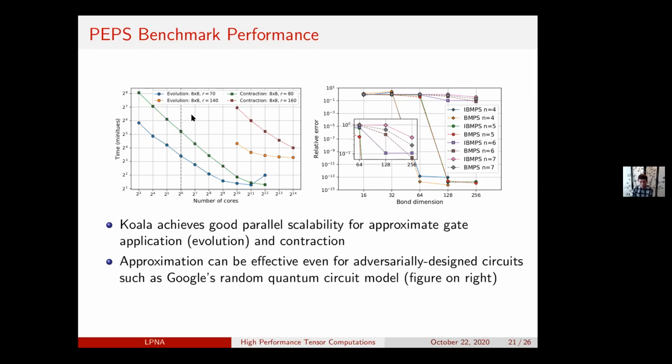We get worse scalability for evolution because it's less computationally intensive. For contraction, there is a higher flop to byte ratio, so we scale somewhat better.